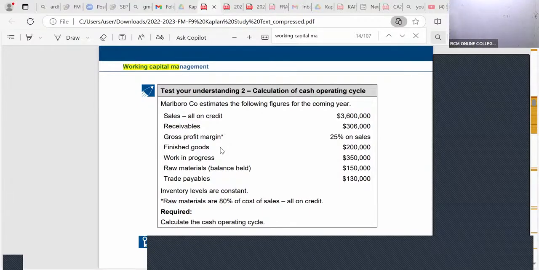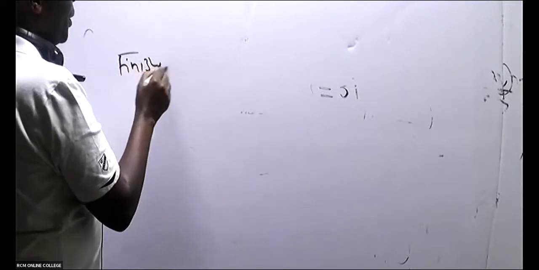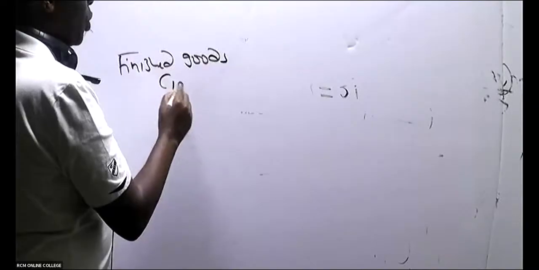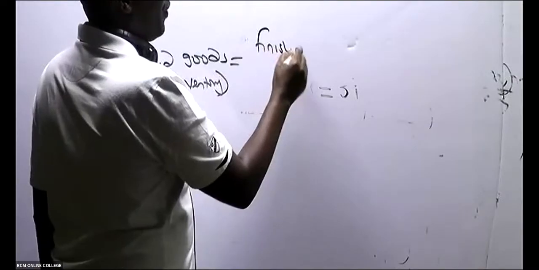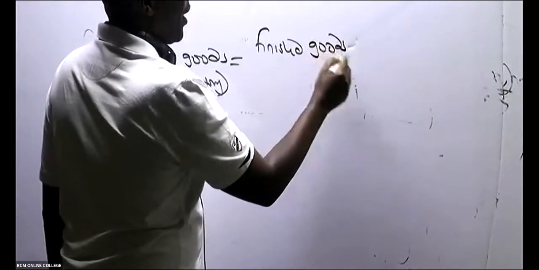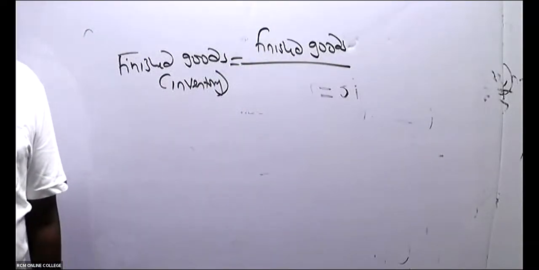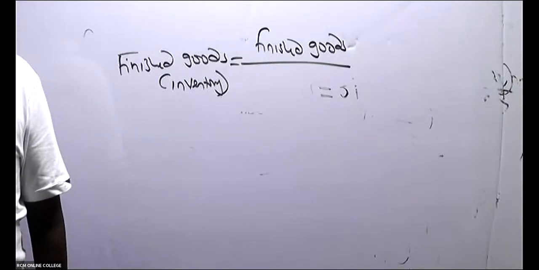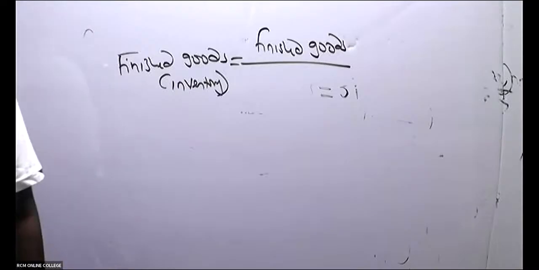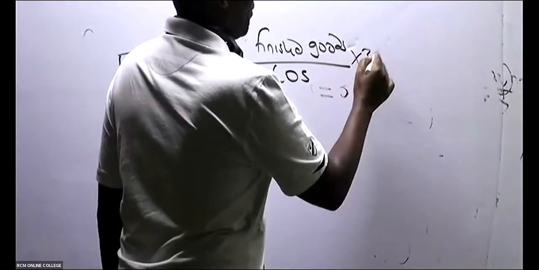So if finished goods days are part of inventory, there's no problem. If finished goods are a part of inventory, then automatically I will take the finished goods value given over what? Can somebody tell me what I should divide here with? If it's inventory, what should be my base there? What should be my cost of sales? Yes, inventory. Never confuse that. So cost of sales times 365.